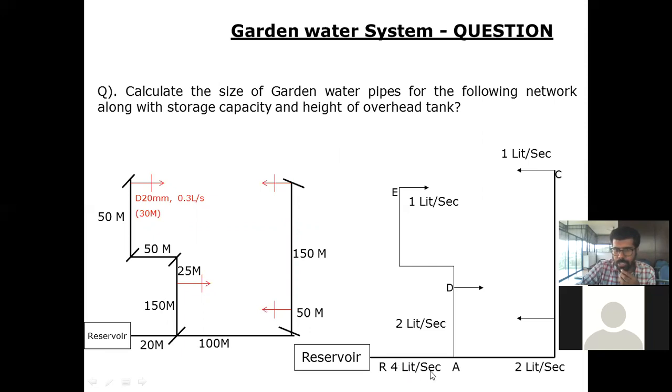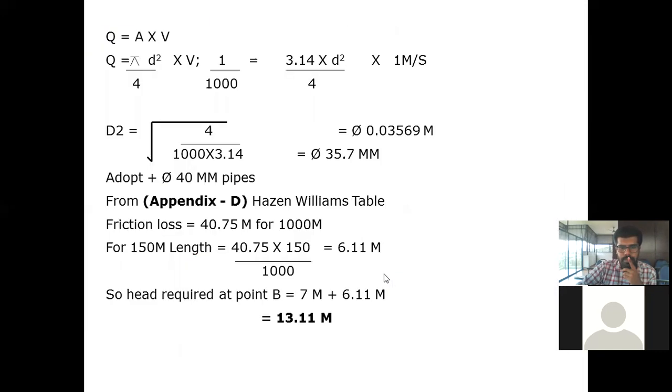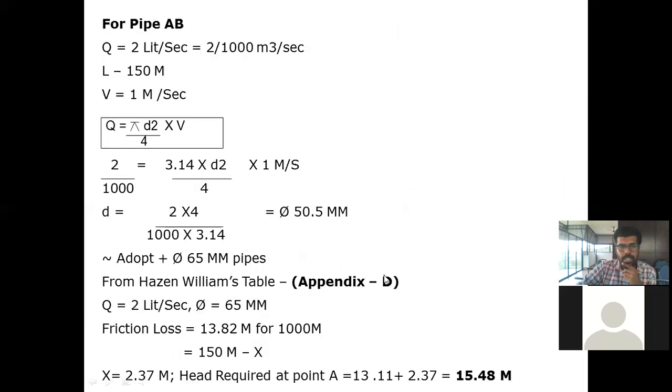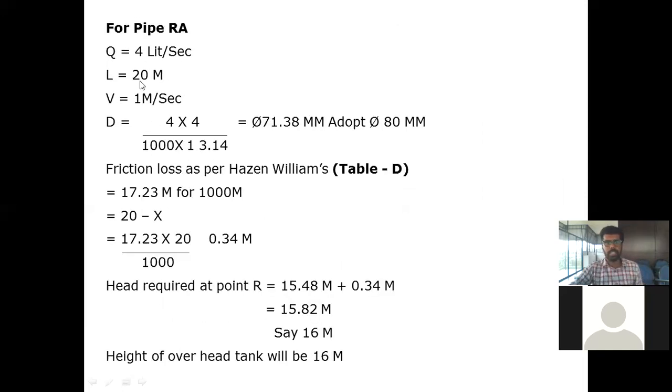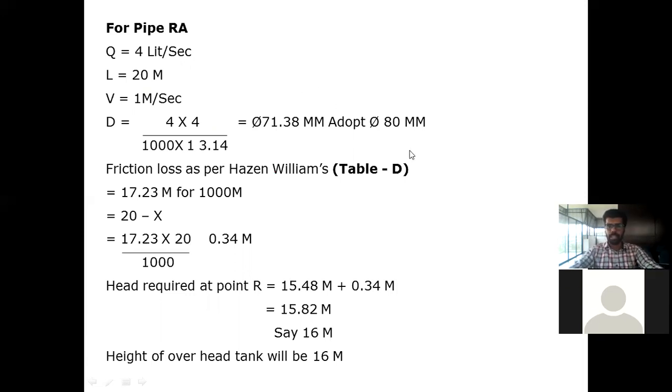So it is 4 liter per second. Here it is 2 liter, here it is 2 liter, it is 4 liter per second. And length is 20 meter. So 4 liter per second is the Q for RA, and length is 20 meter, velocity is 1 meter per second. From there you can find, Q is equal to area into velocity. From there you can find out the diameter.